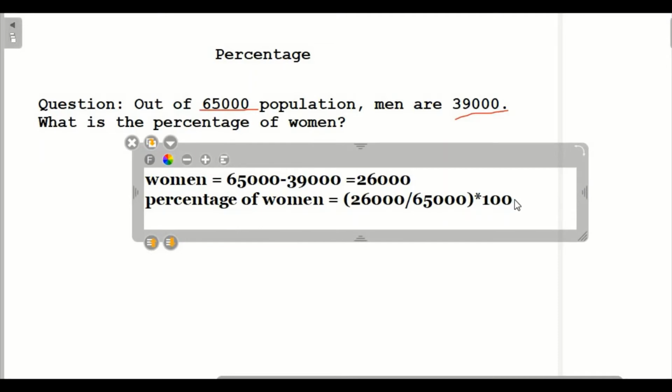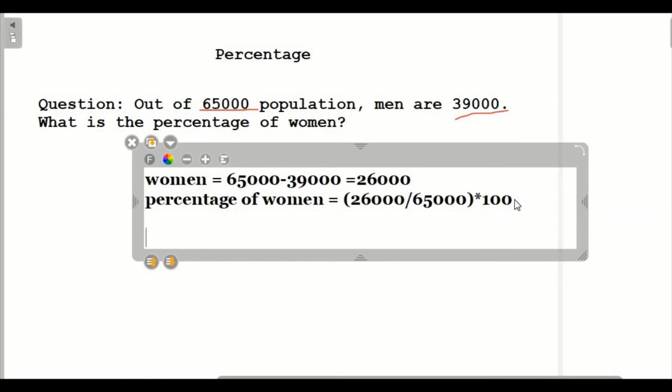So our answer will be 2 by 5 into 100, which is equal to 40 percent. So this is our answer.